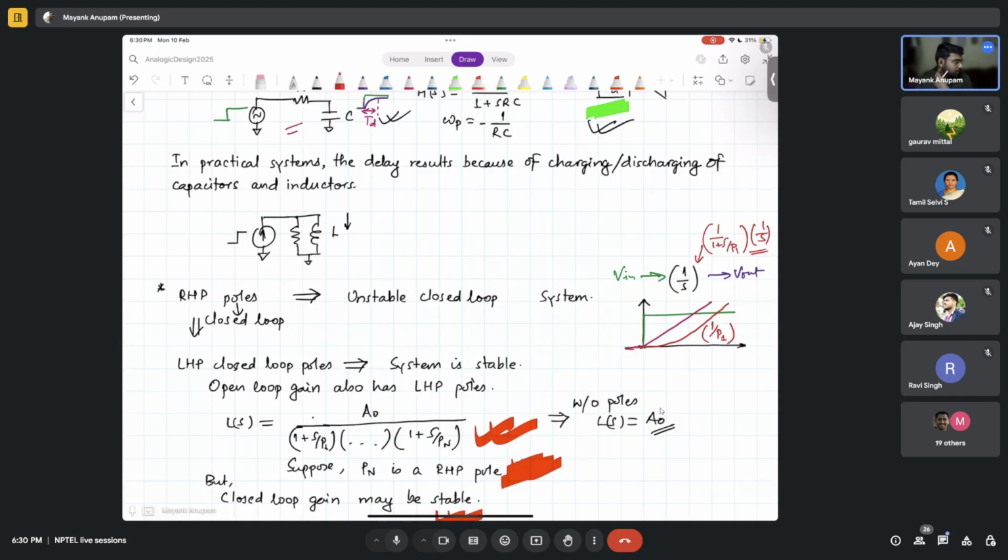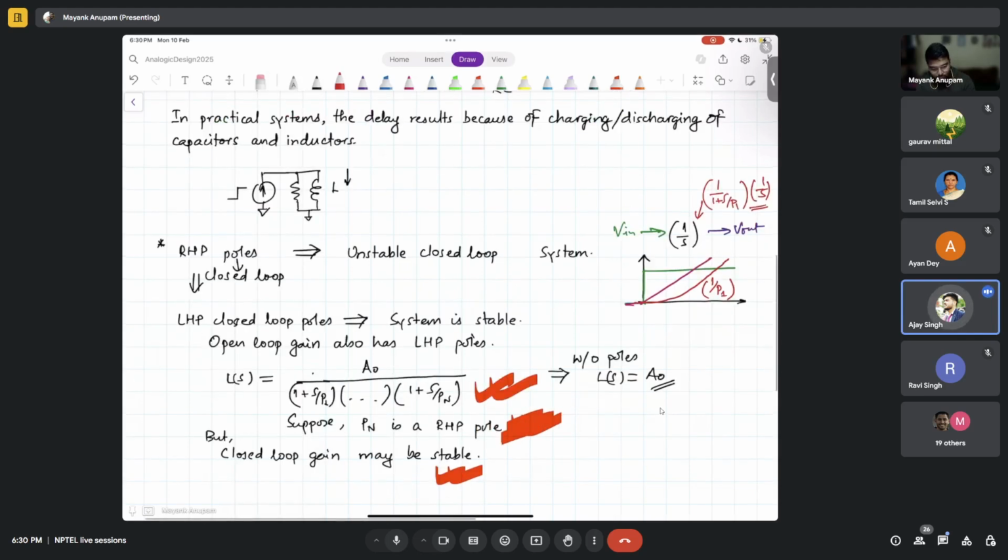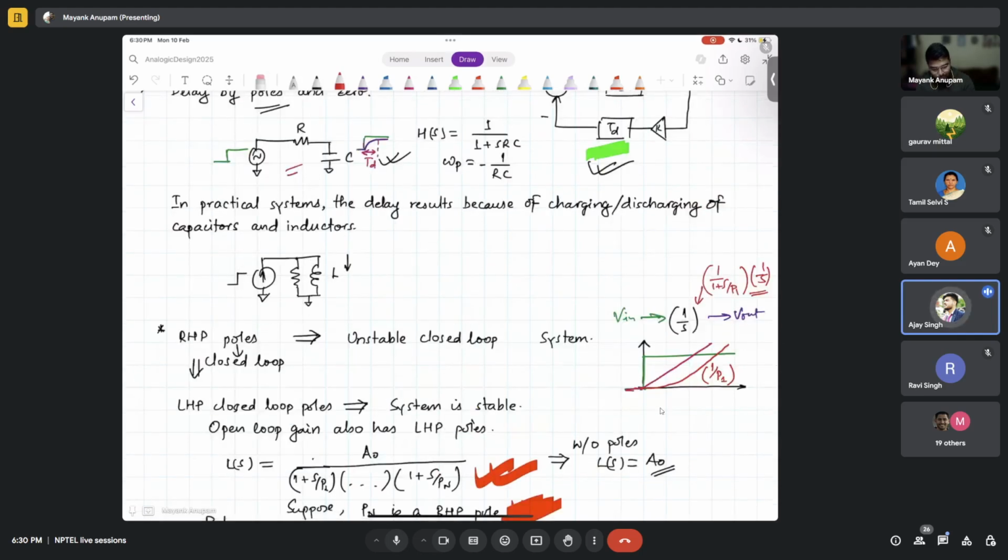Got it? In general, if the poles are moving farther away, the system is moving towards stability. So then P2 should be less than omega u by 2? No, no. It should be P2 should be greater than omega U for the loop stability condition. Yes, sir. Clear.